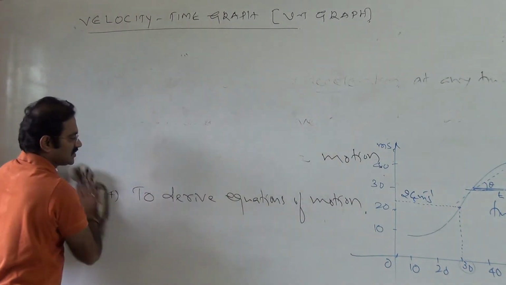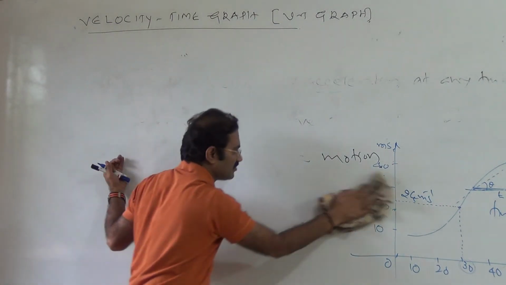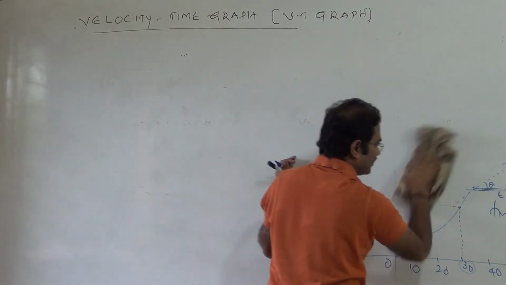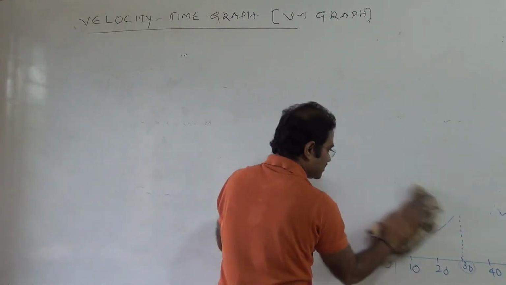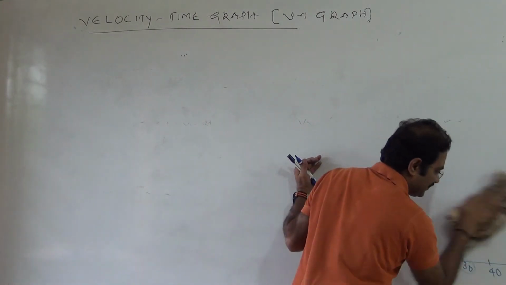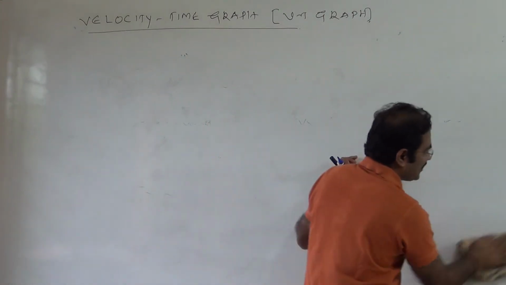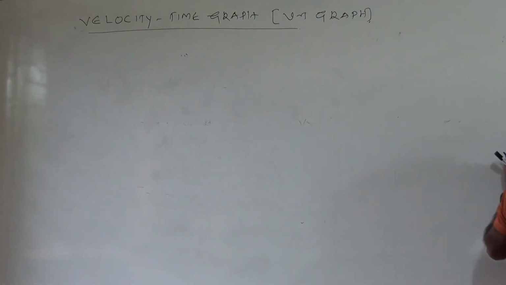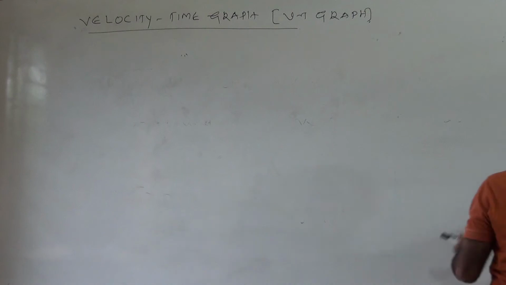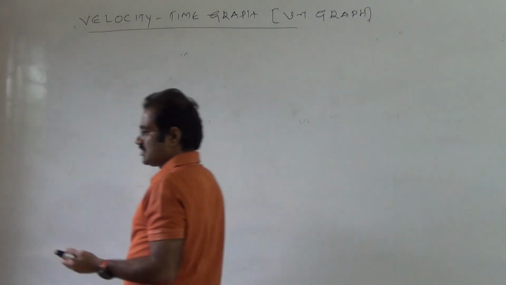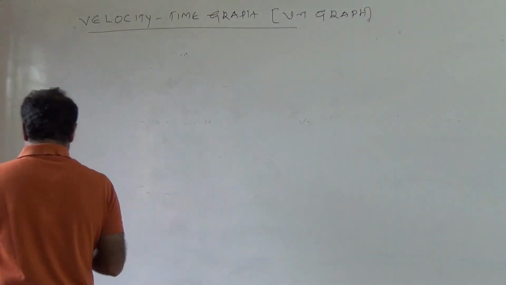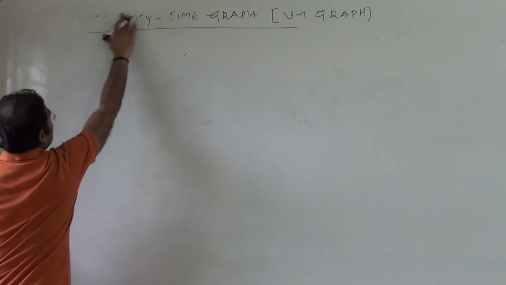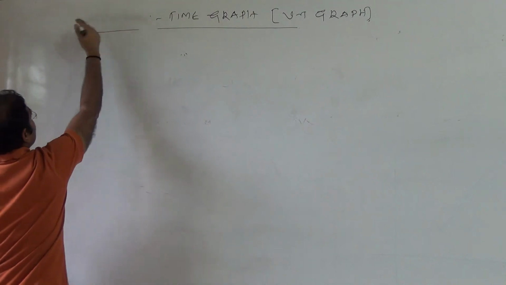The fourth one is to derive the equations of the motion. These are all uses of the velocity time graph. Now the discussion, position time graph. In a position time graph there again are two axes, one is the x-axis and another one is the y-axis. The x-axis always represents time. So now the discussion is position time graph.